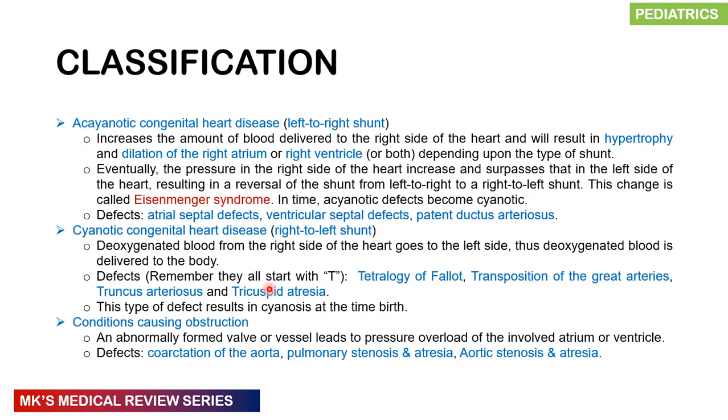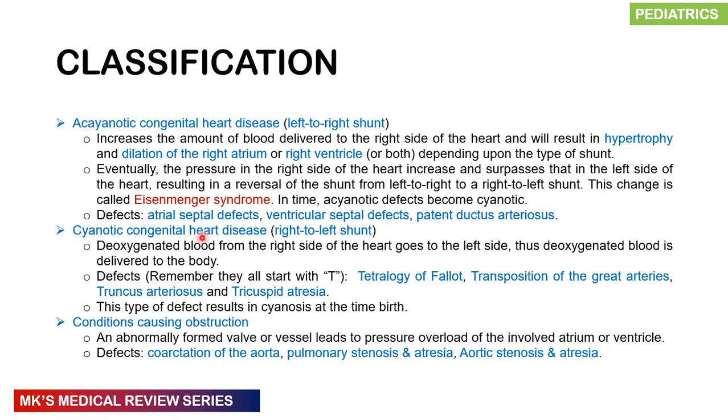There are three predominant types. We have the left to right shunts, which are referred to as acyanotic. This is a misspelling here, this A shouldn't be there. So, acyanotic congenital heart disease. We have those that shunt blood from the right to the left. These are known as cyanotic congenital heart disease. And you have those that are pretty much causing obstruction. So I'll begin with the easiest, which are the cyanotic.